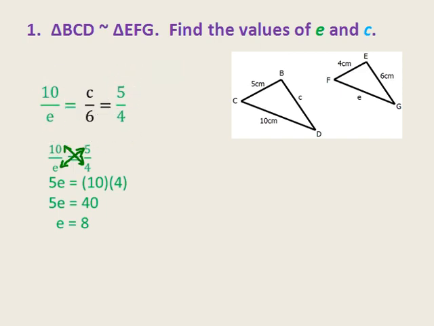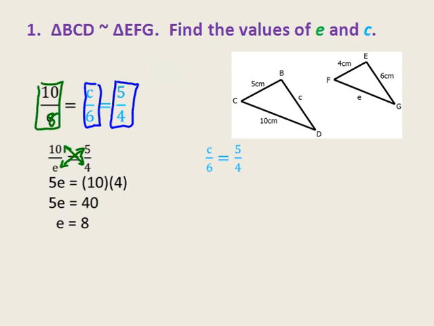Okay, let's solve for C now. So when I take a look at C, I need the fraction with the C in it, and then I also need the other fraction that has a number in it. Now that you've found E, and you know that this is 8, you could actually use this fraction too if you really wanted to, instead of the 5 and the 4. All right, so the exact same thing, you're just going to cross multiply.